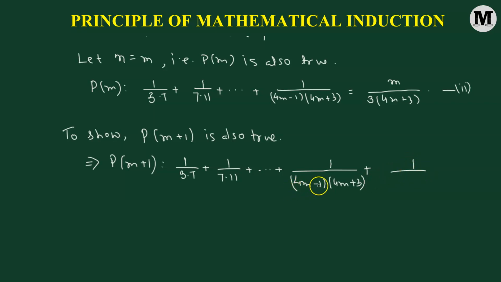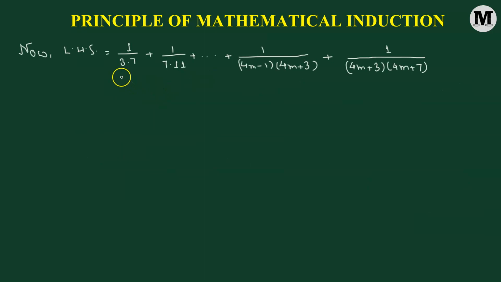So 4m minus 1, when we replace m with m plus 1, gives us 4m plus 3. And 4m plus 3, when we replace m with m plus 1, gives us 4m plus 7. Fine. So this is now going to equal (m plus 1) divided by 3 times (4 times (m plus 1) plus 3). So this is what we need to verify. So how do we do that? We will consider the left hand side of P(m plus 1).